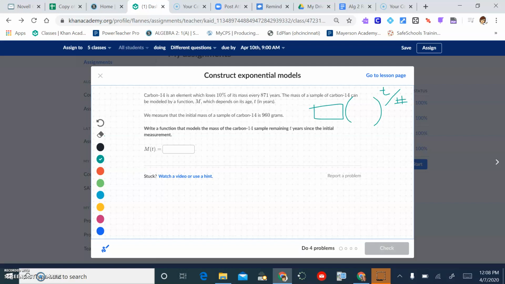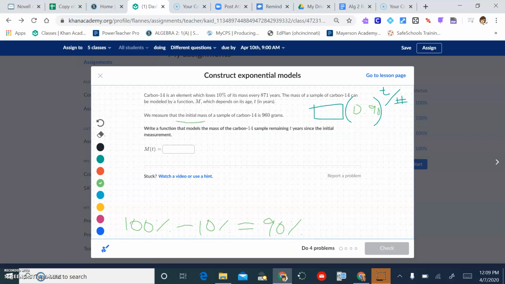So in this case, we've got some element which is losing 10% of its mass. All right, well, if it's losing 10% of its mass, it originally has 100. It's losing 10%. What percent is left every time? Well, 90%. So our rate here is going to be 0.90. Okay? You always take your percent and then divide it by 100.